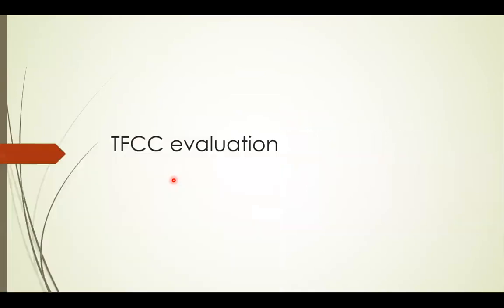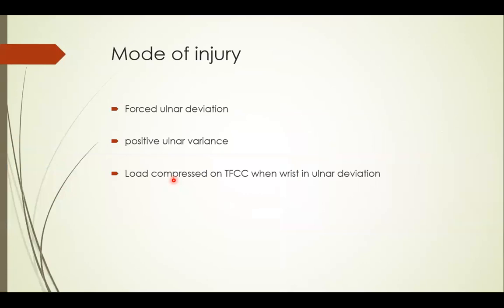Now, coming to evaluation, the most common mode of injury is forced ulnar deviation associated with a load compression. So an axial load with an ulnar deviated wrist. And it is more commonly seen in patients or individuals who have an intrinsic positive ulnar variance.